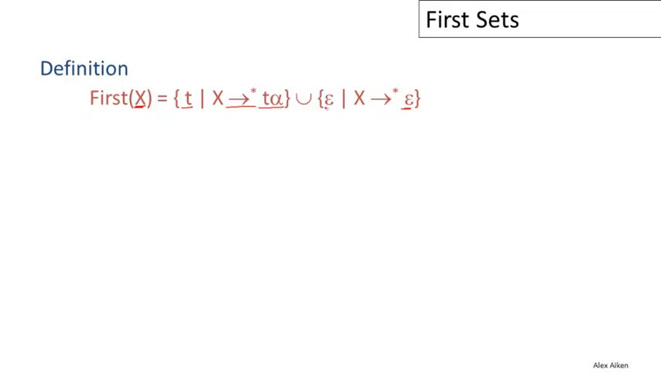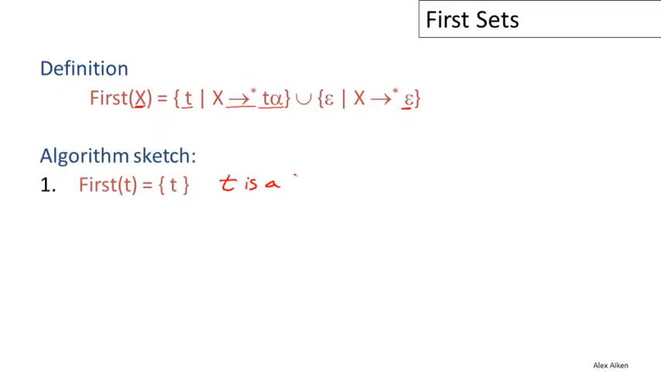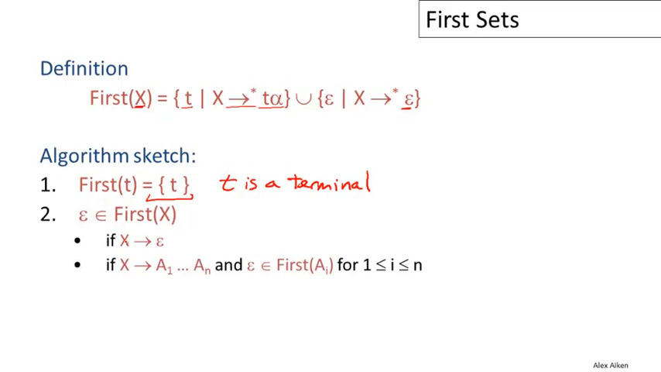And this turns out to be needed. We need to keep track of whether things can produce epsilon in order to compute all the terminals that are in the first set of a given grammar symbol. Now here's a sketch of the algorithm. First of all, for any terminal symbol t, the only thing terminals can produce is themselves. So the first set of a terminal consists of the set containing only that terminal.